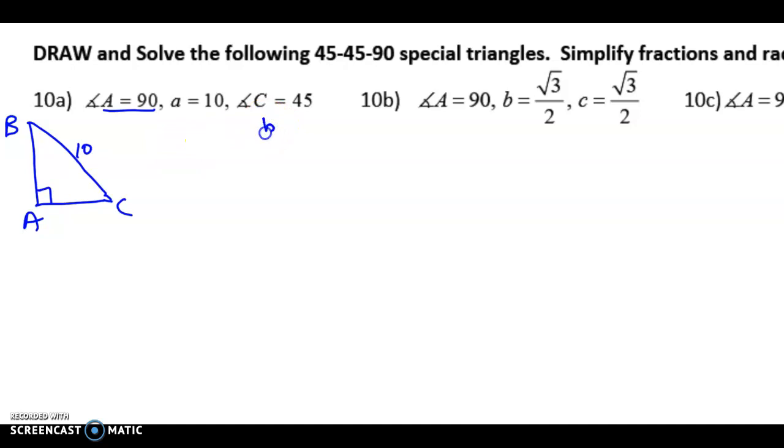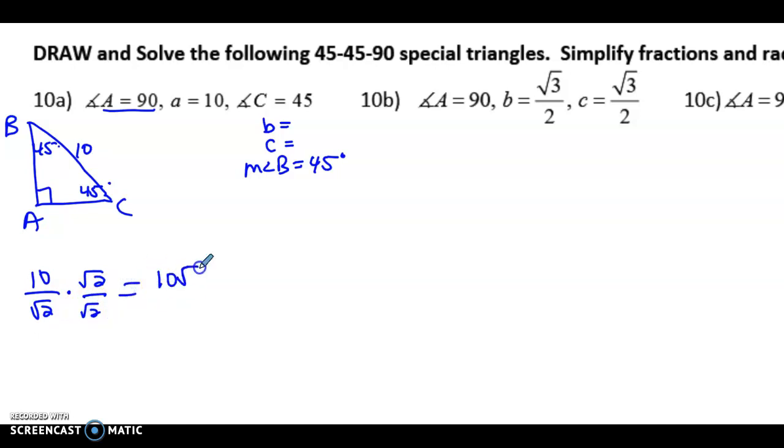So we need to find side B, side C, and angle B. So angle B, since we already know that C is 45, angle B is also 45. Has to be that way, otherwise it wouldn't make a triangle. Okay, so for side B, we need to divide by square root of 2 because we're working backwards. So we can multiply by square root of 2 over square root of 2 to rationalize the denominator. And we get 10 times the square root of 2 over 2. All right, we can simplify this by taking 2 out of both of those. And it'll just be 5 times the square root of 2.